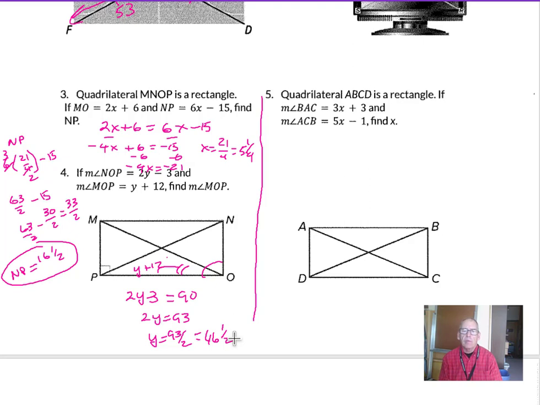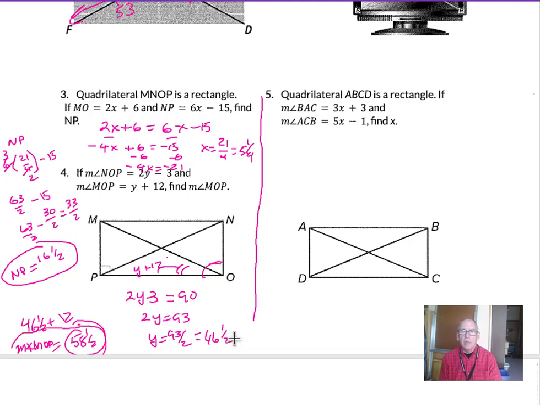Now he wants to find the measure of MOP, M to O to P. Now MOP is given as y plus 12. So if we take 46 and a half and add 12, we get 58 and a half. So that's going to be the measure of angle MOP. It is 58 and a half.